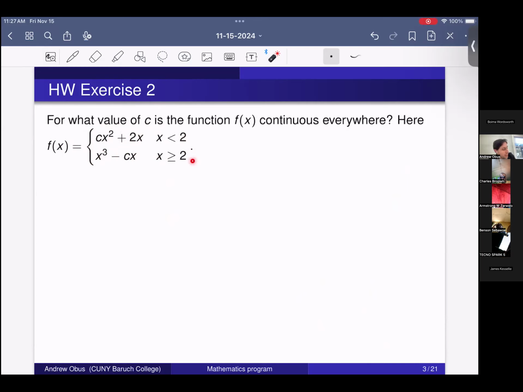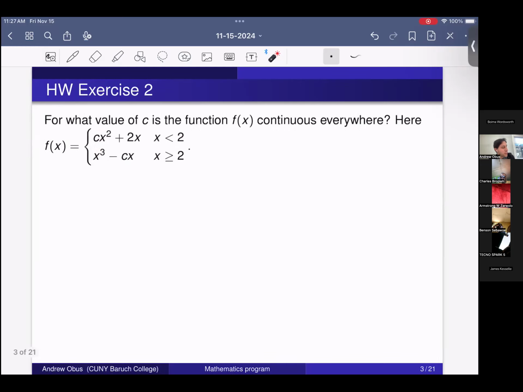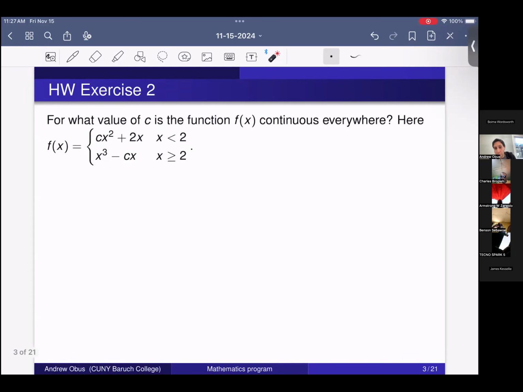Well, certainly as long as x is not equal to 2, these functions are just polynomials. We think of c as being some constant that we're going to choose. So whenever x is not equal to 2, the function f is just given by a polynomial. And one of the things we learned last time is that polynomials are always continuous. So away from x equals 2, f of x is a polynomial.